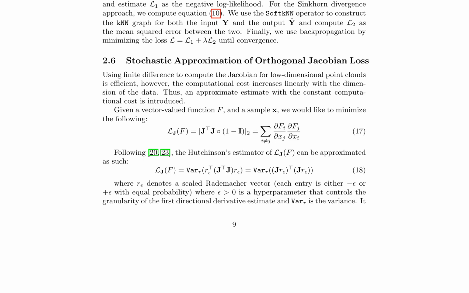Ensuring the orthogonality of the Jacobian matrix is essential for many applications in machine learning and computer vision.